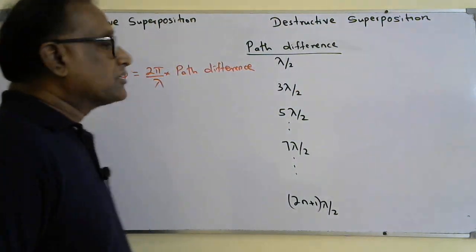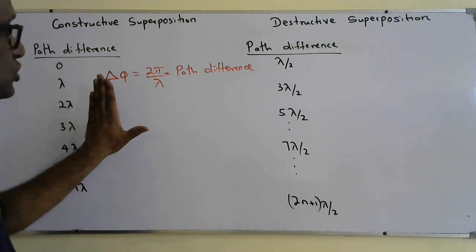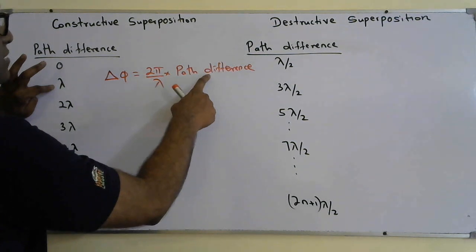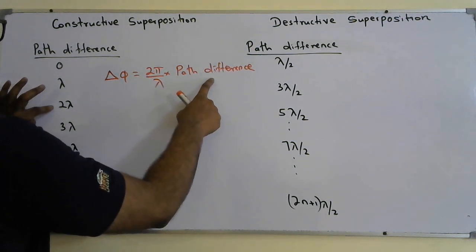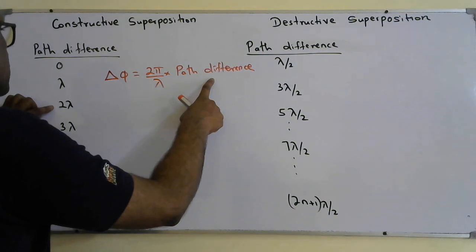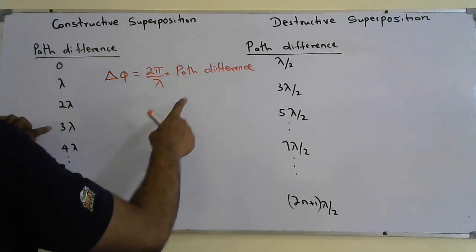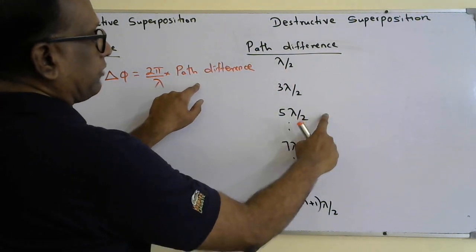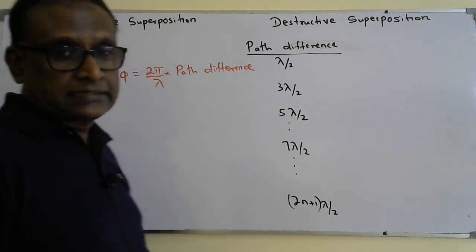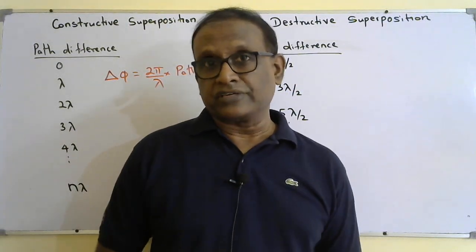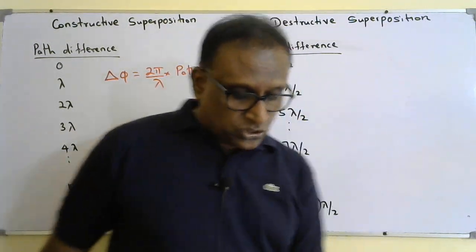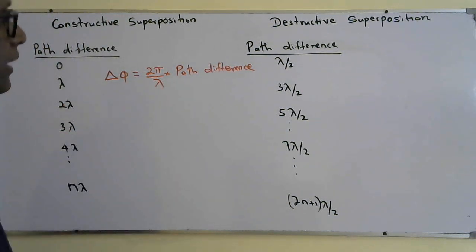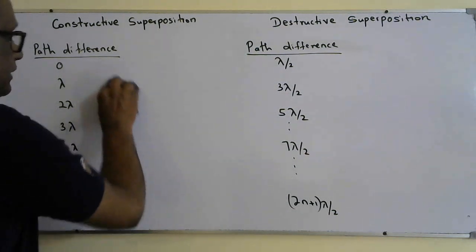The required phase difference to have constructive superposition: when the path difference is 0 and you substitute here, the phase difference becomes 0. For lambda, if you substitute, it's 2 pi; for 2 lambda it's 4 pi, then 6 pi, and so on. Here, if you substitute lambda by 2, you will get pi, 3 pi, 5 pi. I already told you when I started these lessons that these are the required phase differences and the relevant path differences. So remember this equation: phase difference equals 2 pi over lambda times path difference. It's an empirical equation not given in the data sheet.